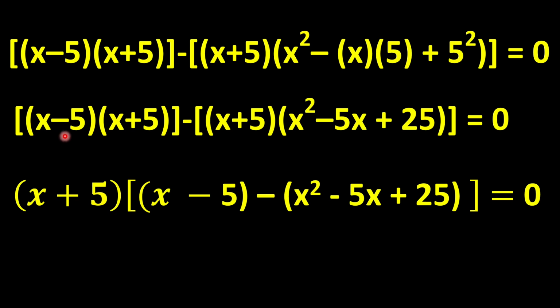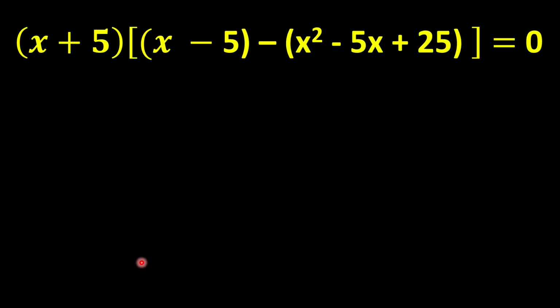So here we have x minus 5, and after taking x plus 5 common, the remaining will be x minus 5 over here, and minus this, minus basically, and here x square minus 5x plus 25, which is equal to 0. And now we will open this bracket, and will multiply this minus with this whole value.